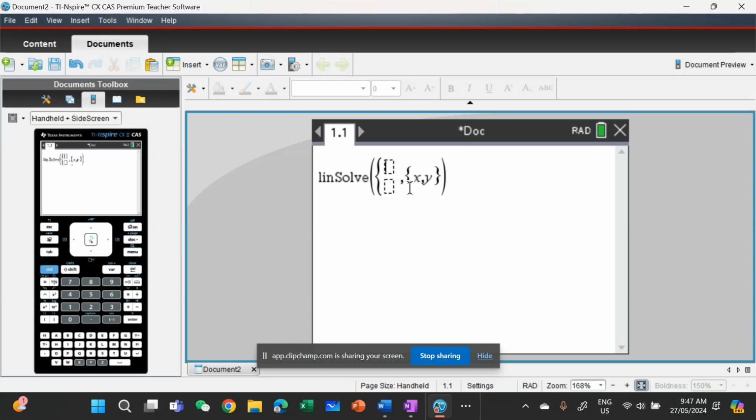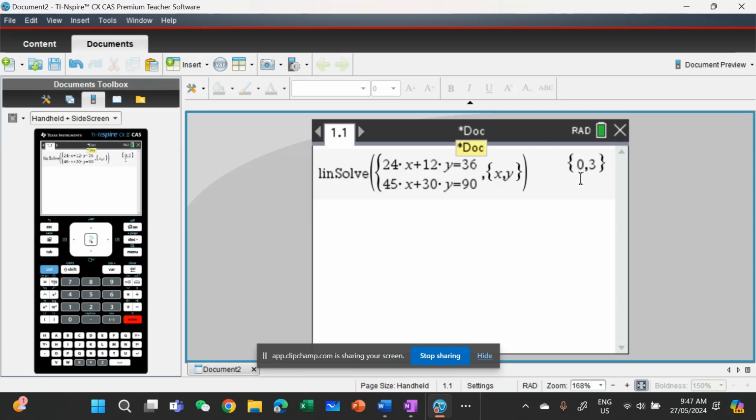Now I type my equations: 24 multiplied by x plus 12 times y equal to 36. The other one will be 45 times x plus 30 times y equal to 90. Then I press enter. It gives you 0 and 3, representing x equal to 0 and y equal to 3. Just be aware of that. Hopefully that all makes sense now. So that's how to use the CAS and how to do it by hand, and I will see you guys next time.